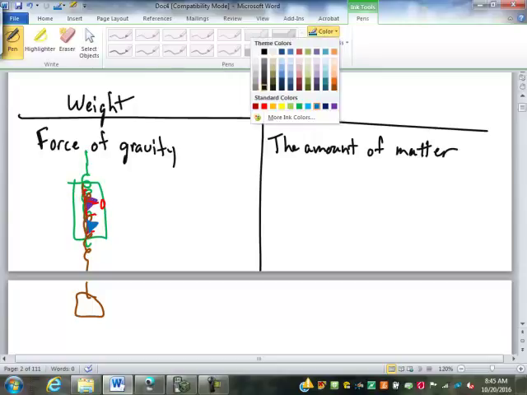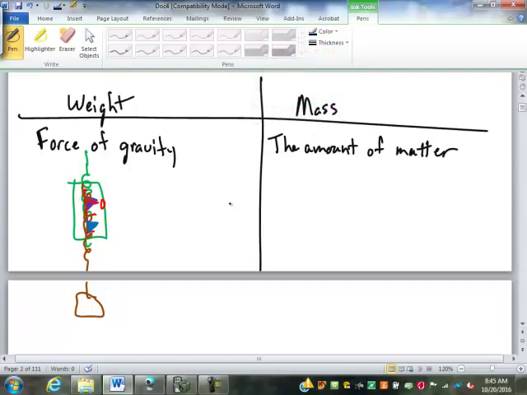The way mass is measured is with a balance. Mass is measured with a balance. Think like a teeter-totter. Put two people of equal size on each side, it sits there. You can float in midair, right? We take the object that we're trying to measure, we put it on one side. And then we take objects of known mass and put them on the other side.